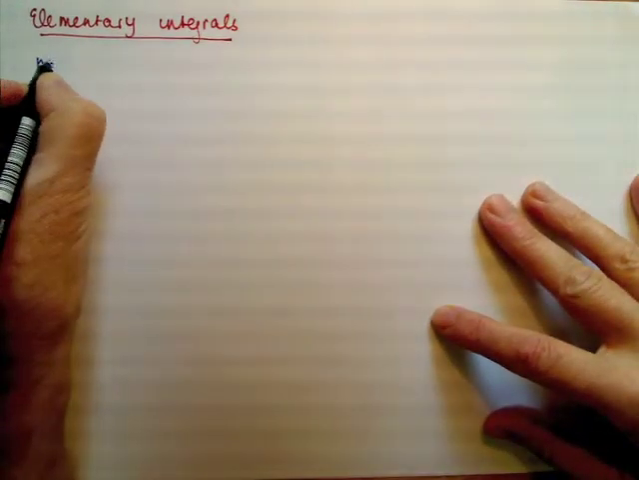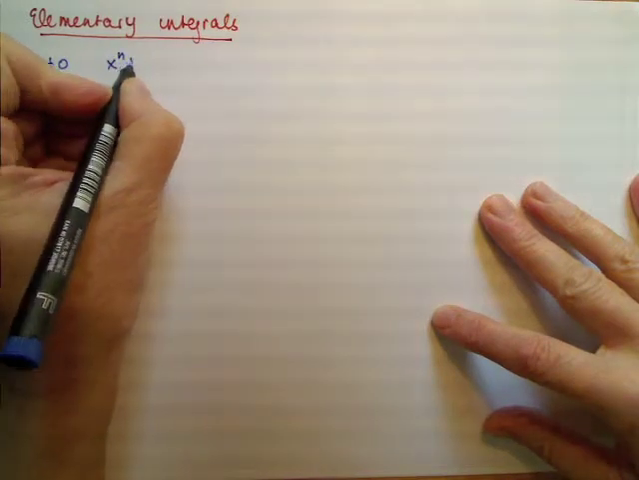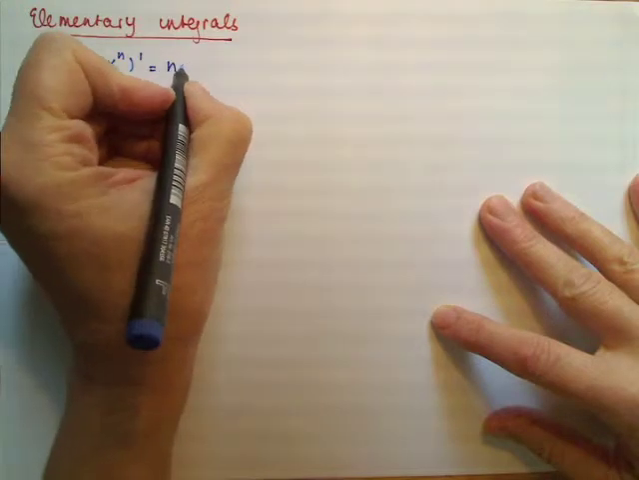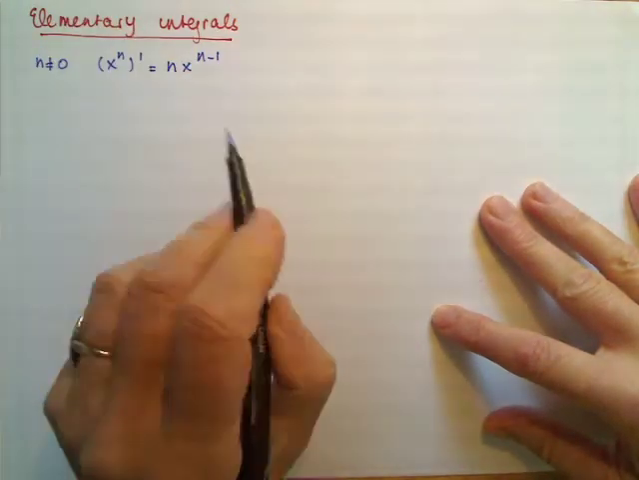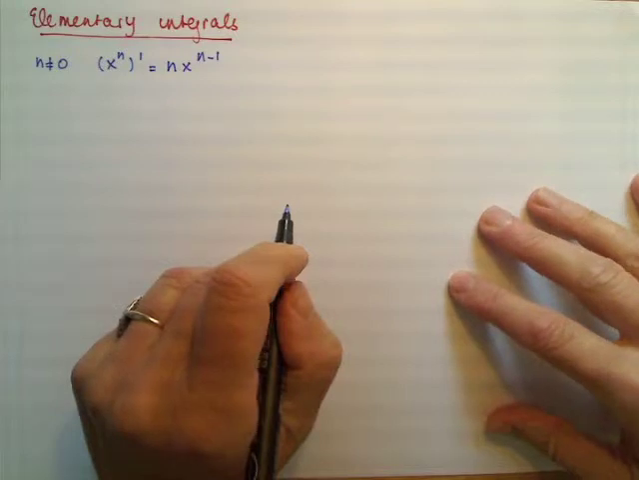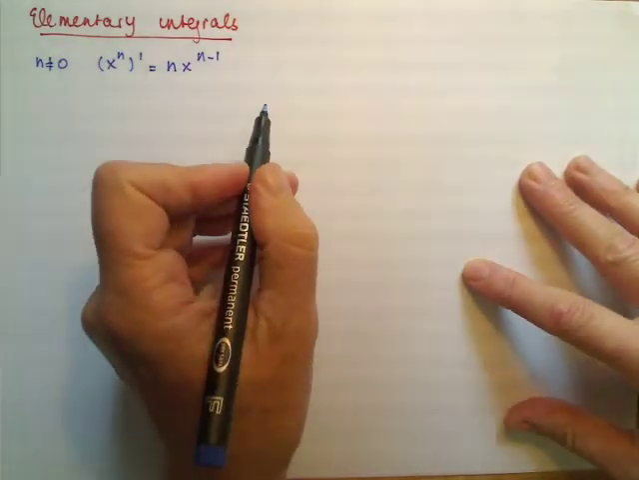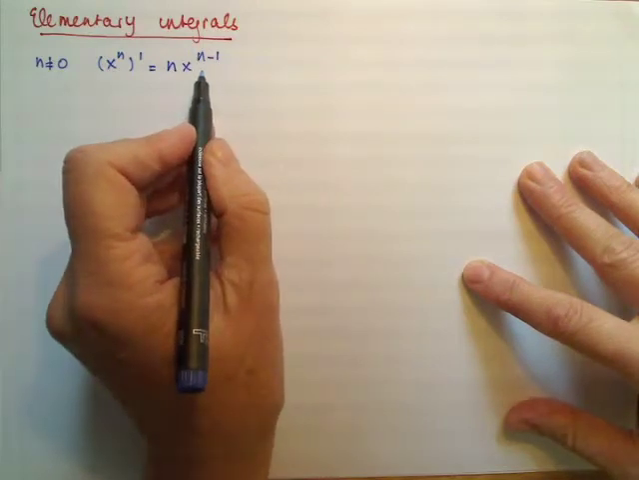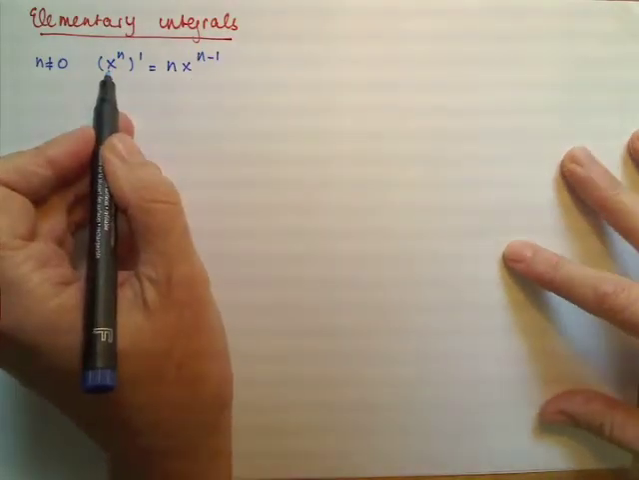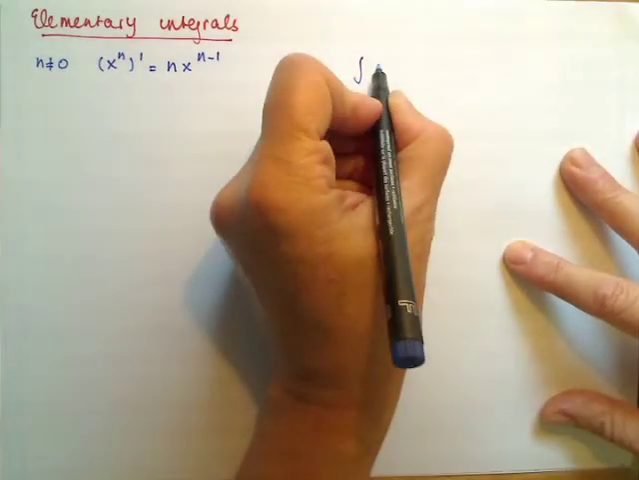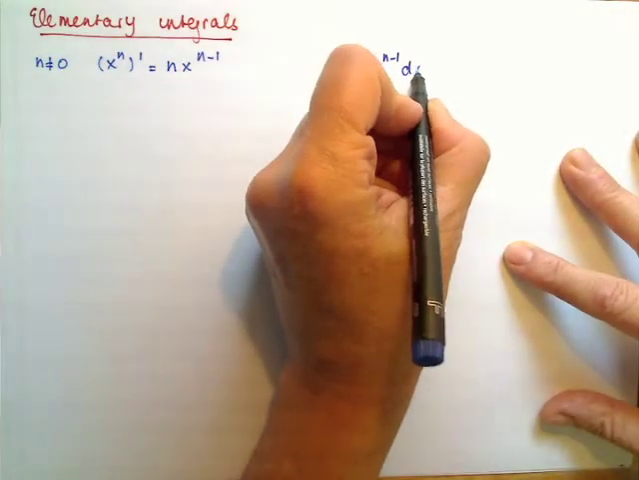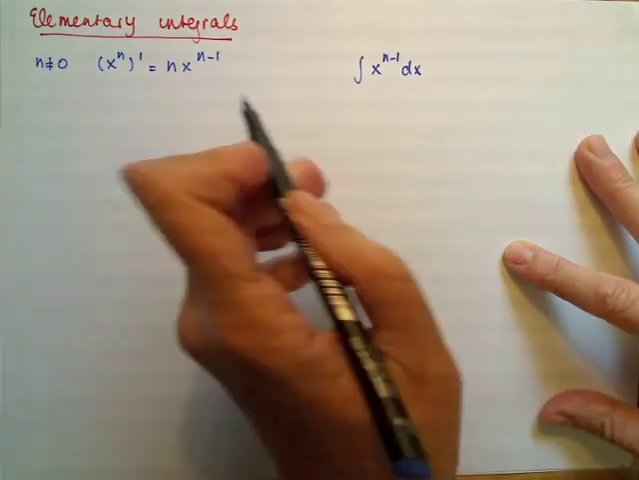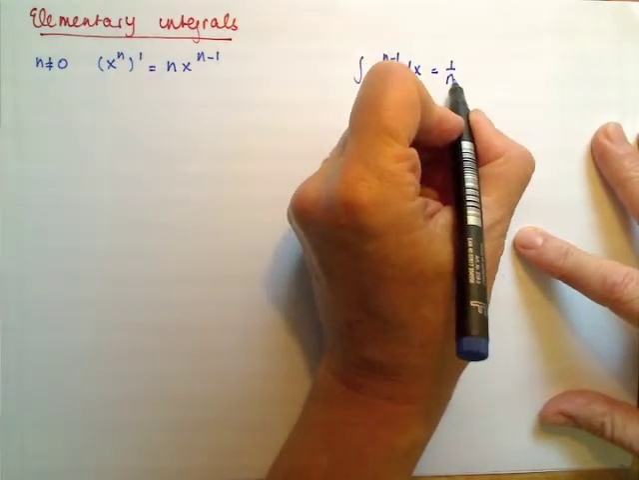Now if n is not equal to 0, then if we compute the derivative of x to the power n, where n is some fixed constant, we get n times x to the power n minus 1. Of course, if we go back, the primitive of n times x to the power n minus 1 is equal to x to the power n. So if we want to know the primitive of x to the power n minus 1, then we have to divide by n.